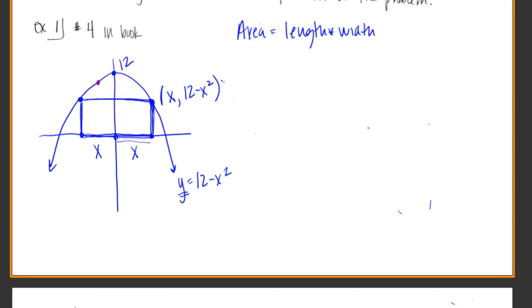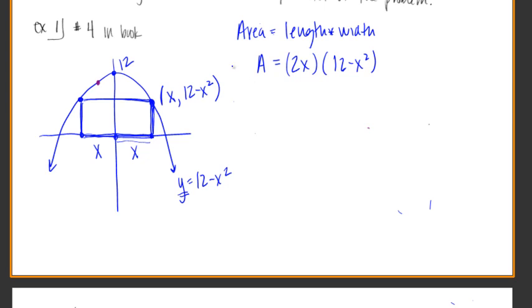Okay, so that's really going to help, because the length of the whole base of that is 2x, and the width, which is the height, is 12 minus x squared. And there is our area equation. Okay? And honestly, you could not have done that unless, and it's very important that it said, the vertices of that rectangle were on that parabola.